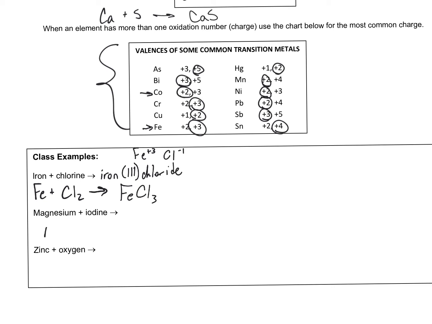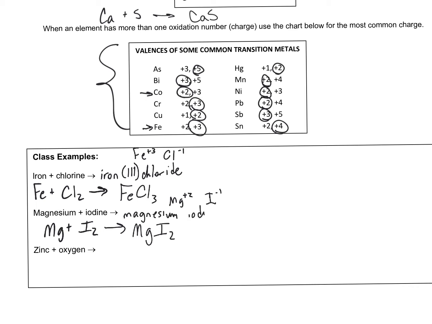Let's do another one. Magnesium plus iodine. Same idea. We got magnesium, and we know that since magnesium is in group 2, it's going to be a +2 charge. Iodine, same as chlorine, is in group 17, has a -1 charge. So we get our compound MgI2. To finish off the word equation, you now got to name it, magnesium iodide.